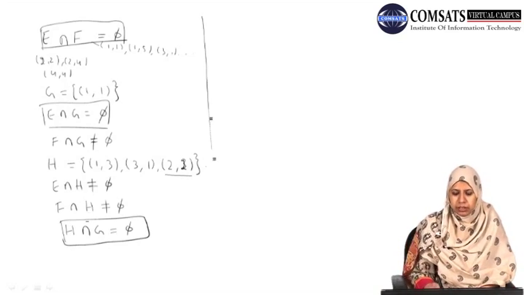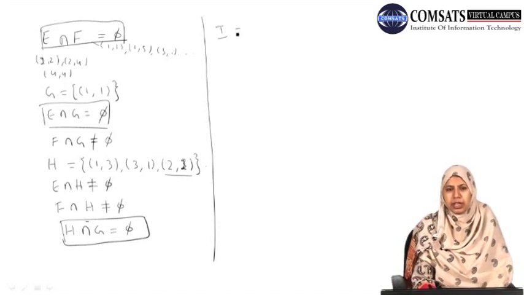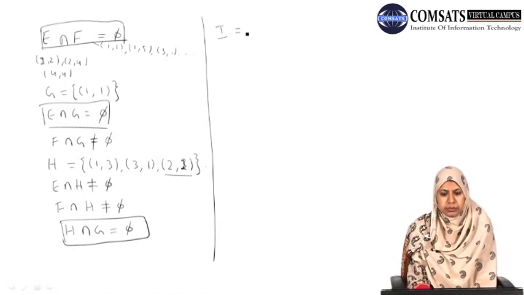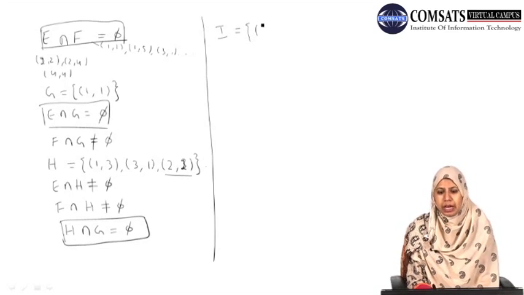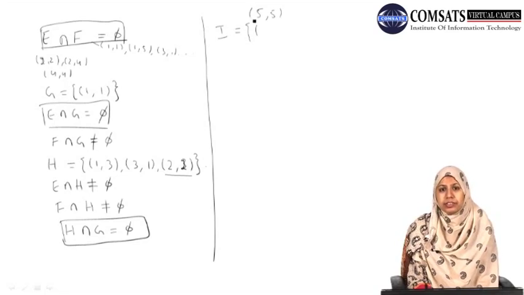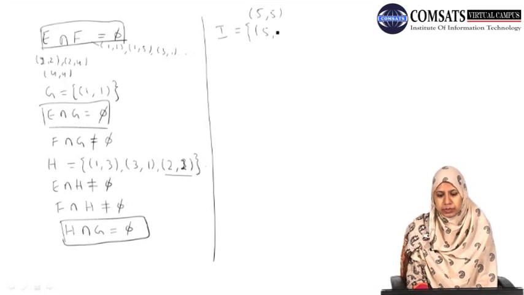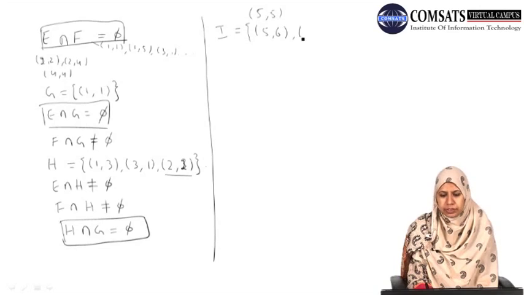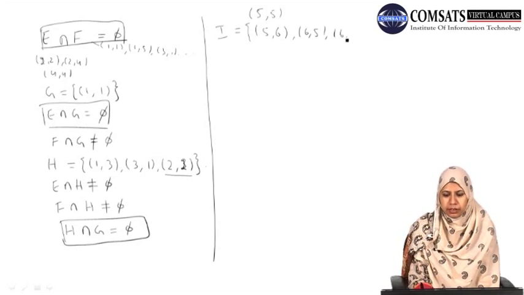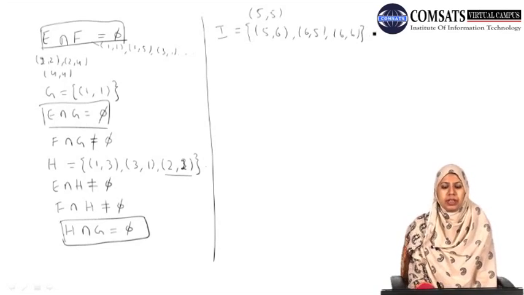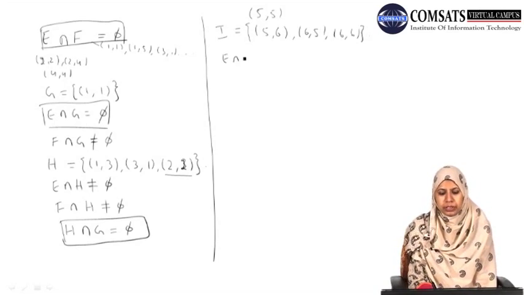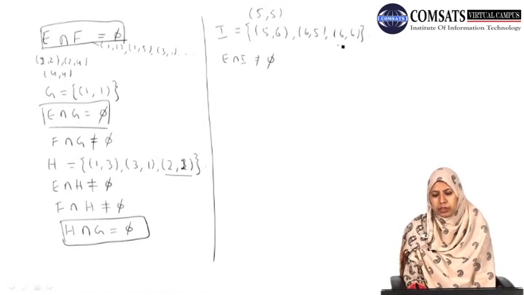Now our last event I. Our last event I is the set of all possible outcomes whose sum is greater than 10. Strictly greater than 10 means the outcome (5,5) is not allowed. So the possible outcomes are 3, which are (5,6), (6,5) and (6,6). The intersection of this event with event E is not empty, because (6,6) is also an outcome of our event E.